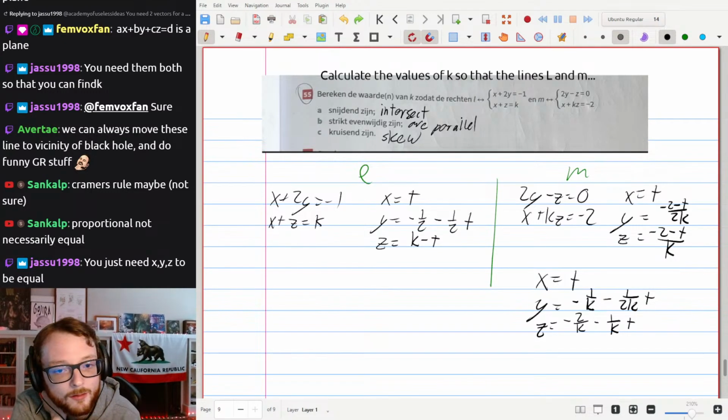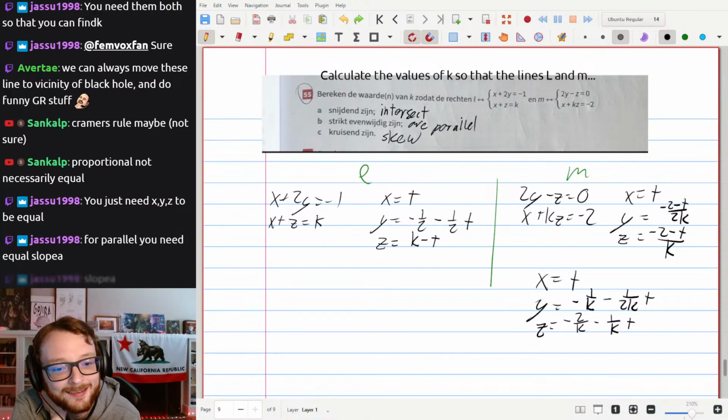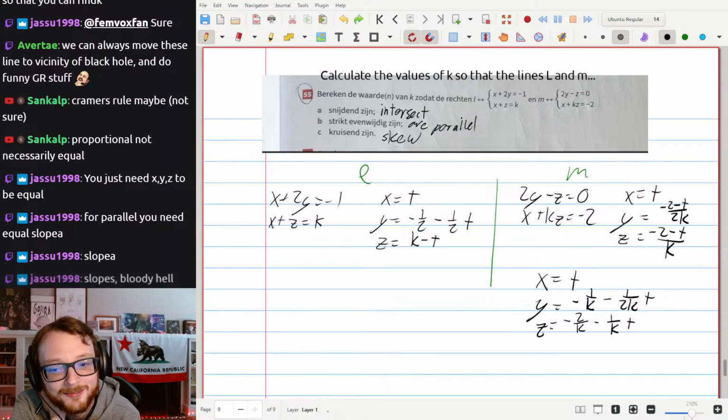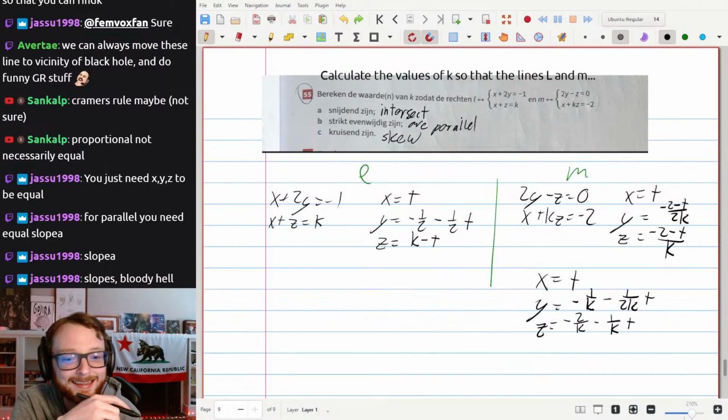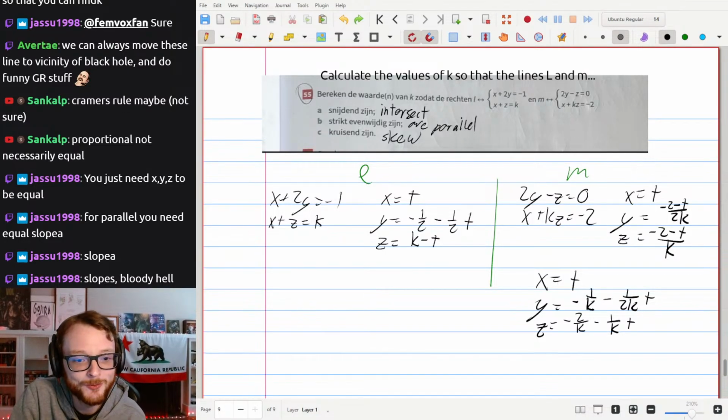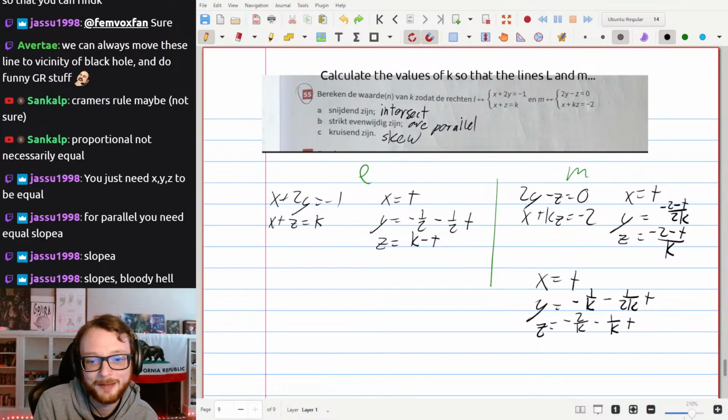For some reason I'm finding that harder though. Slope. Yeah, but the way we think of slopes here is the coefficients of t. That's the part that's confusing me. I think that's what you would do. We could Desmos this as well. I'd like to try it by hand for a bit more though.